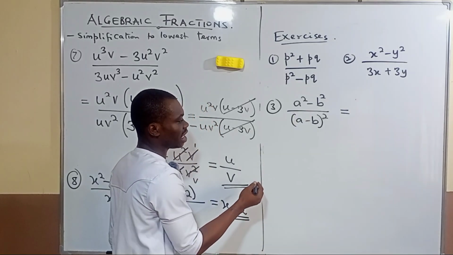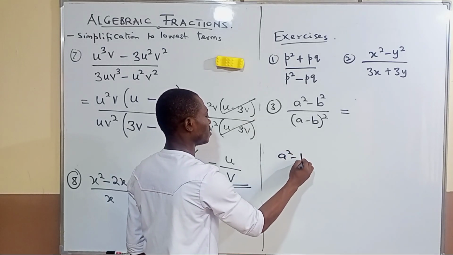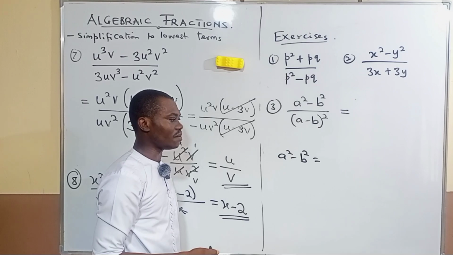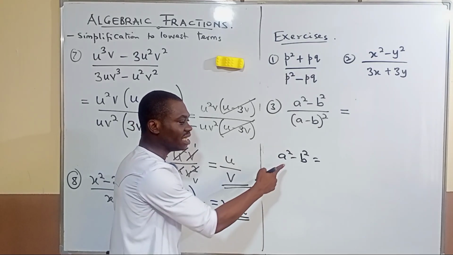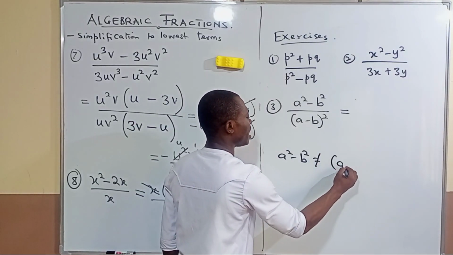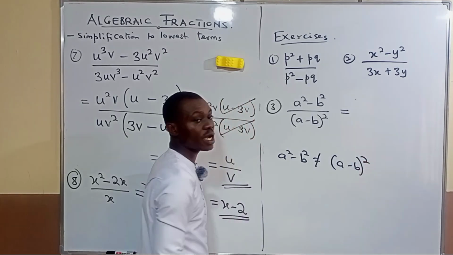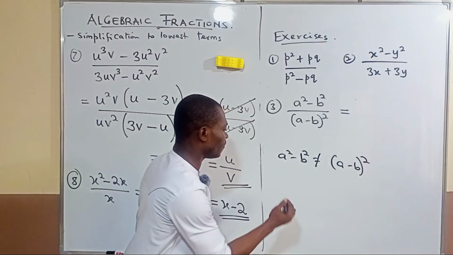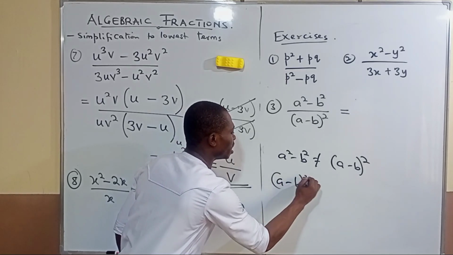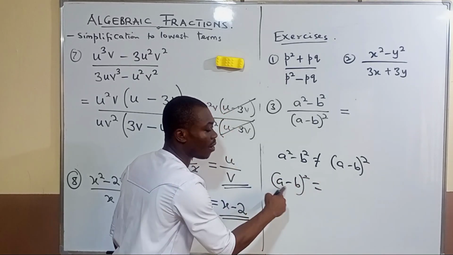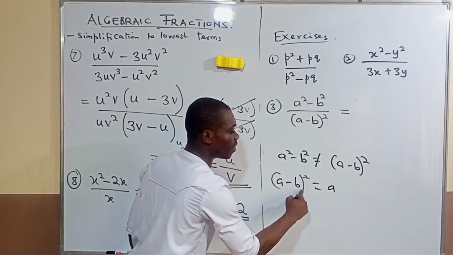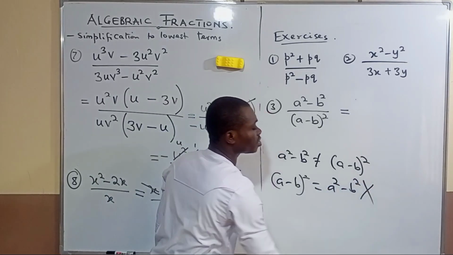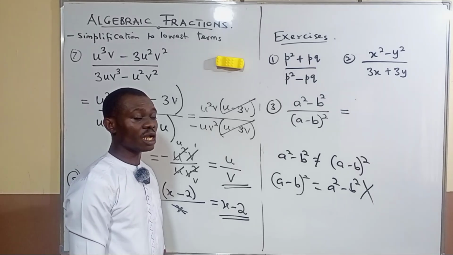For instance, you have a squared minus b squared. We have seen this in indices. You can as well see it in my video on indices. This is not the same as a minus b all squared. A number of students do this, and even when you give them a minus b all squared, they simply distribute the power on the alphabet and just give you a squared minus b squared. This is not the same. Okay, they are not the same.